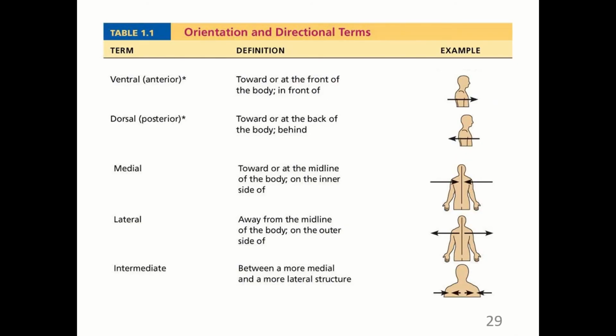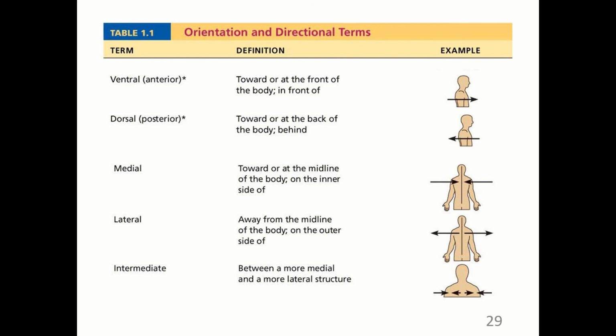This table puts ventral and dorsal together with anterior and posterior. Remember, in a human who stands upright on two legs, ventral and anterior are synonyms. Dorsal and posterior are synonyms. This may be different in an animal who walks on four legs, because ventral is the belly and dorsal is the back. Anterior means facing forward, posterior means behind.